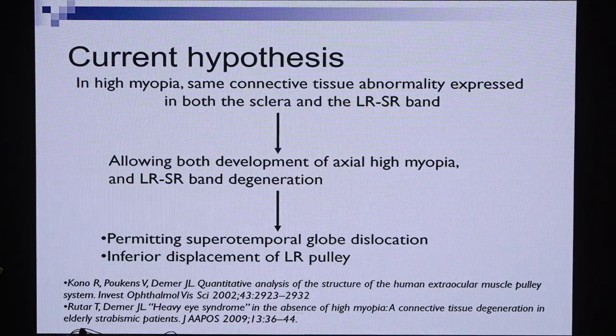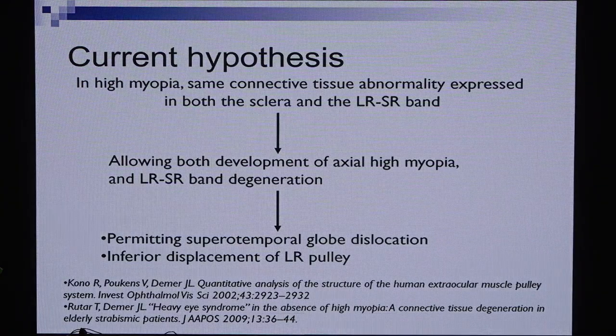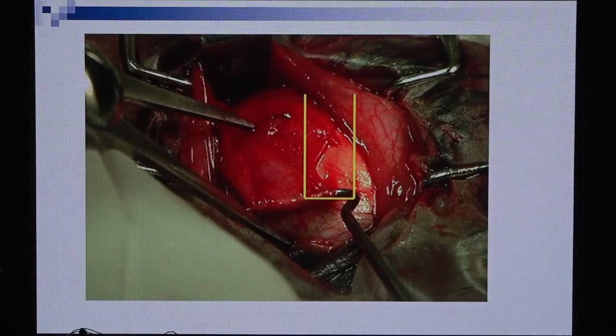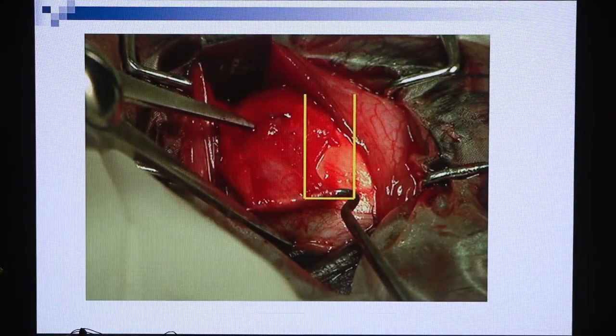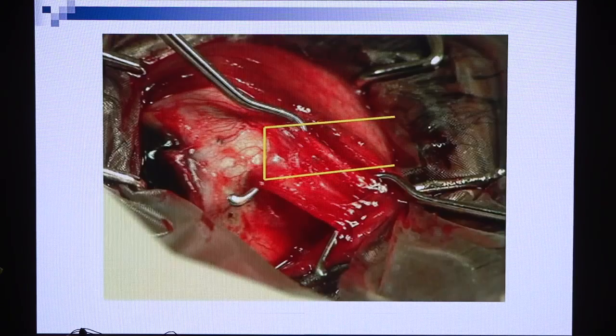That is mainly because of a connective tissue abnormality, which is there in both the sclera and the muscle pulleys, which leads to displacement of these muscles and the eyeballs moving in this direction, and that leads to practically this. This is an extreme form, and these are the intraoperative pictures of the same patient, where the lateral rectus is significantly infraplaced and the superior rectus is significantly nasally placed.